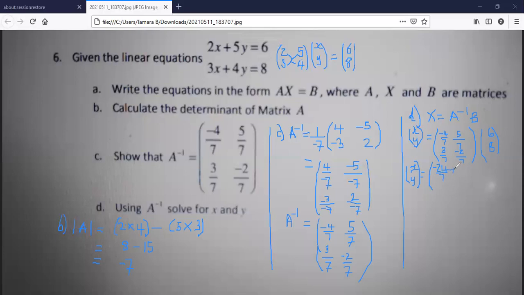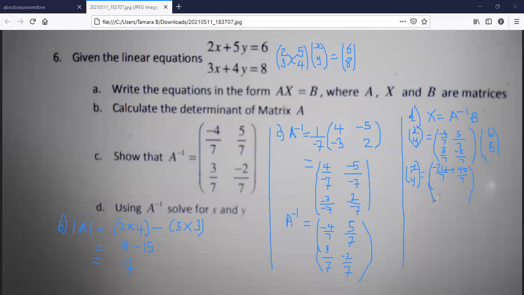Plus 5 times 8, 40. And that goes over 7. So we have completed the multiplication using the top row.